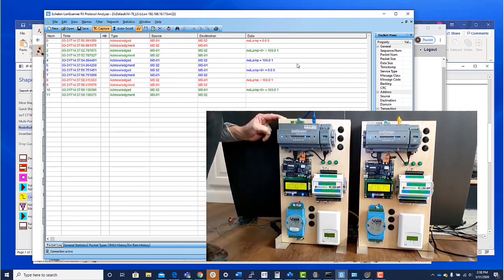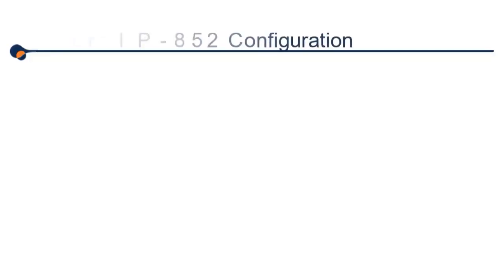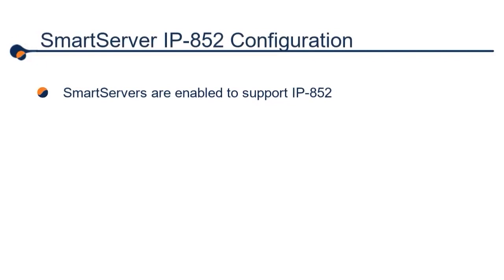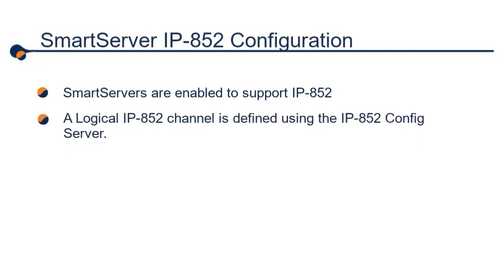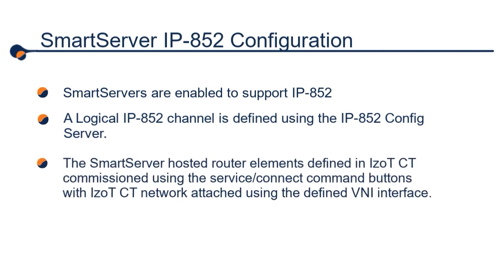So to recap, in this video we have enabled the IP-852 routing feature on the SmartServers. We have used the IP-852 config server application to define a channel that includes two SmartServers, the config server, and a VNI PC. We have used IZOT-CT to then commission the routing elements and connect devices that are on two different LON segments. I hope you found this video useful.